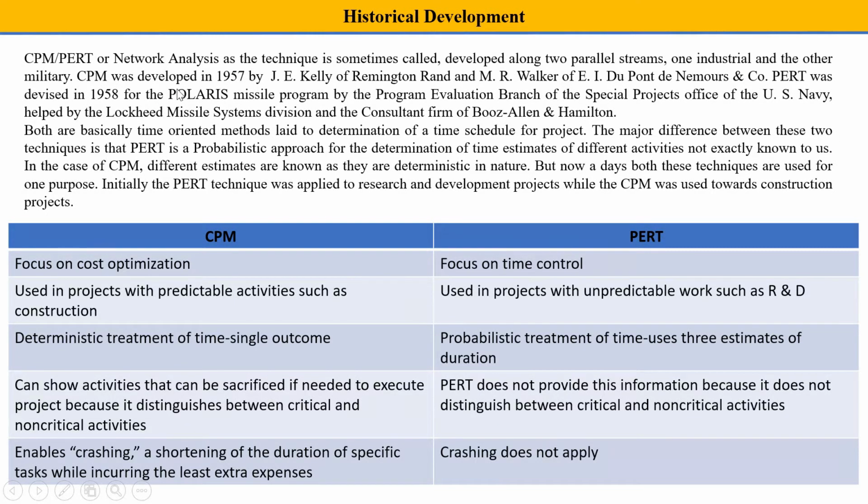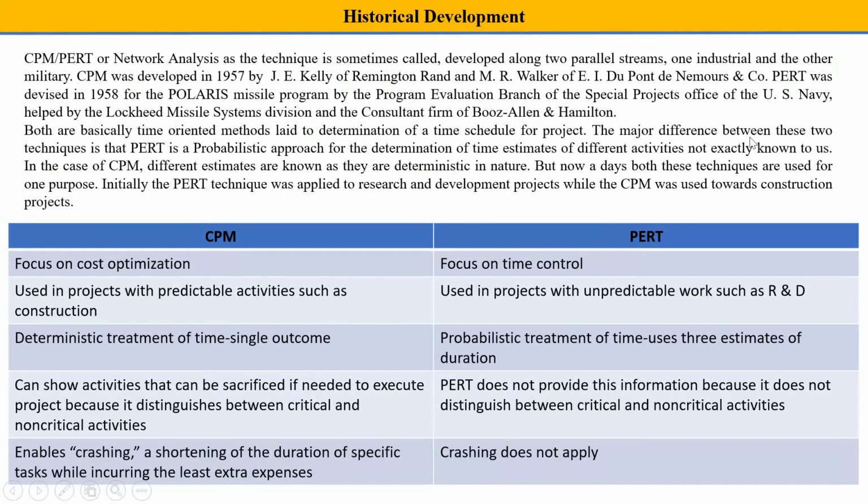CPM was developed in 1957 by J.E. Kelly of Remington Rand and M.R. Walker of W.E. DuPont de Nemours and Co. PERT was devised in 1958 for the Polaris missile program by the Program Evaluation Branch of the Special Projects Office of the US Navy, helped by Lockheed Missile System Division and the consultant firm of Booz Allen and Hamilton. Both are basically time-oriented methods that lead to determination of a time schedule for a project.